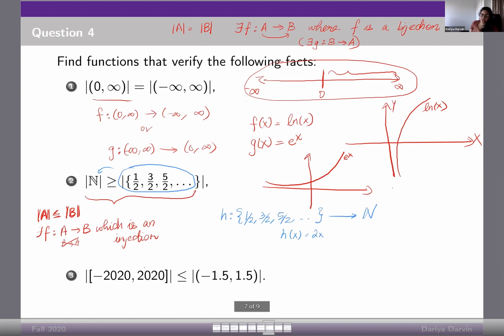It's not a bijection. Remember, it's not a bijection because h of 1/2 is just going to give me 1. H of 3/2 is going to give me 3. H of 5/2 is going to be giving me 5, and so on. So you're technically only getting odd natural numbers as your output. So it's not a bijection, but it is an injection. And so since it's an injection, we're done.